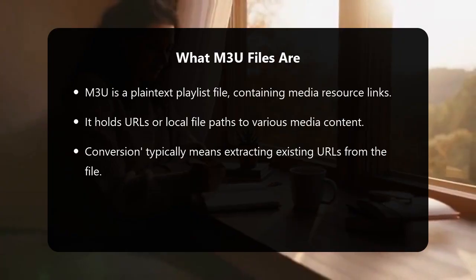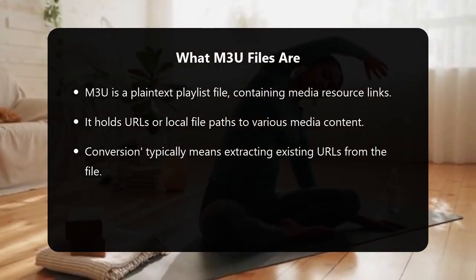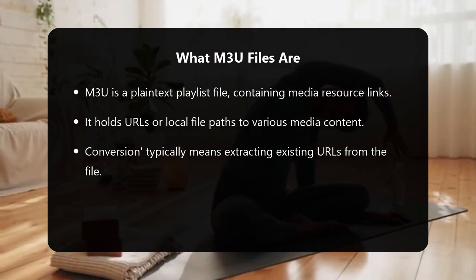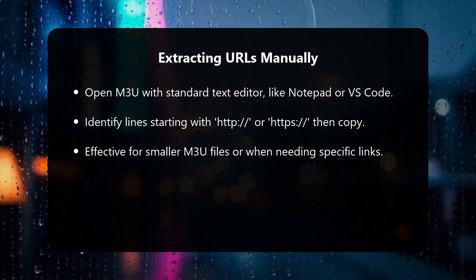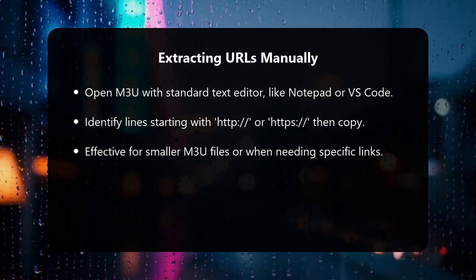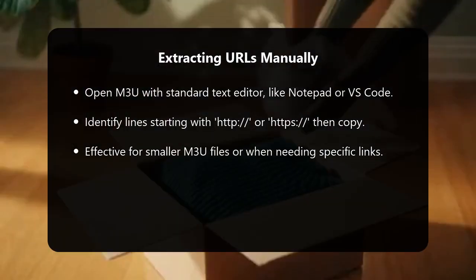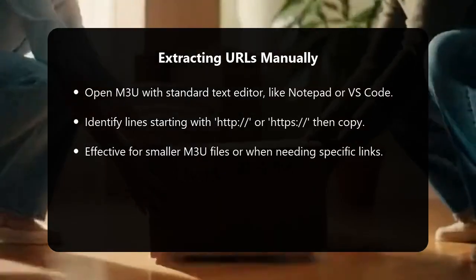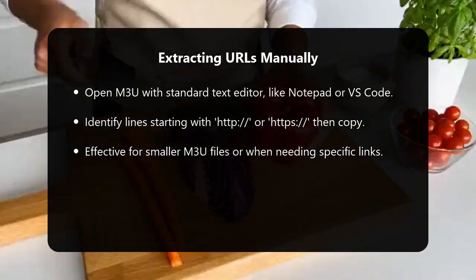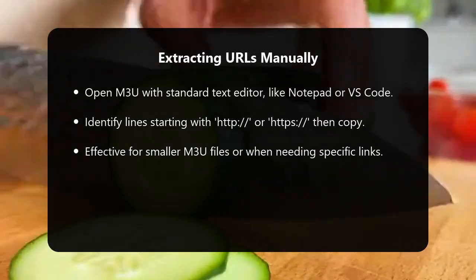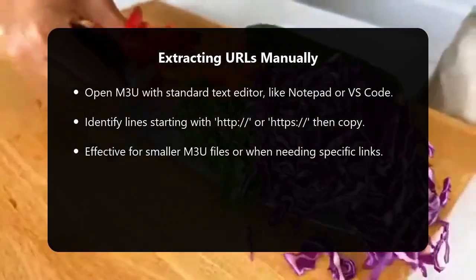The simplest method involves treating your M3U file as what it fundamentally is, a plain text document. You can open any M3U file with a standard text editor like Notepad on Windows, TextEdit on macOS, or any code editor such as VS Code or Sublime Text. Once opened, you'll see a list of entries, each typically on its own line. These entries will either be direct URLs, beginning with http:// or https://, or local file paths, pointing to files on your computer's hard drive. Your task is to identify and copy these URLs.